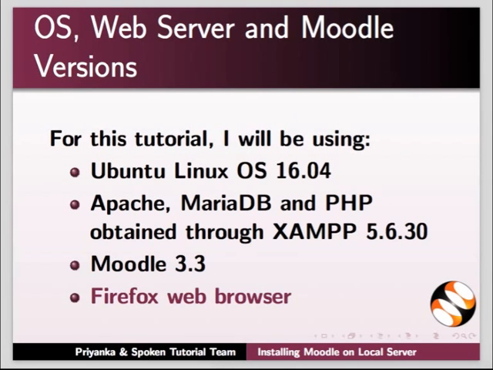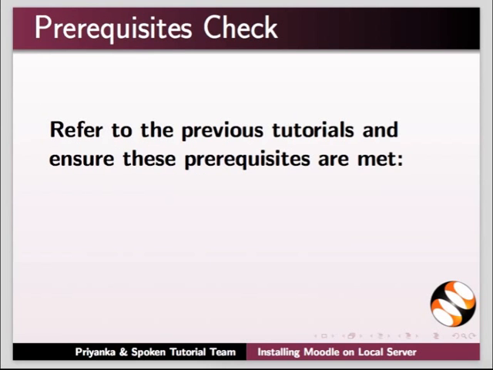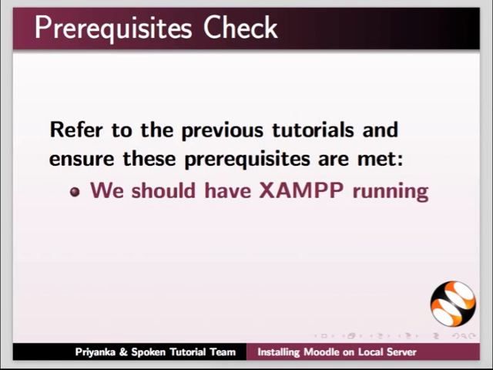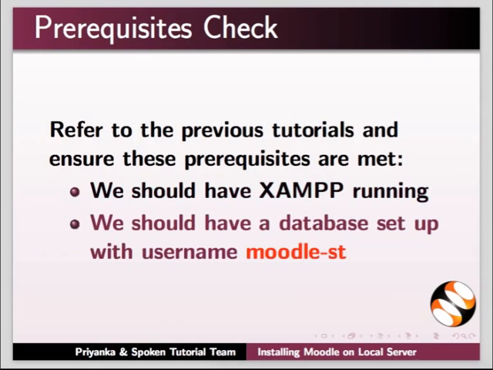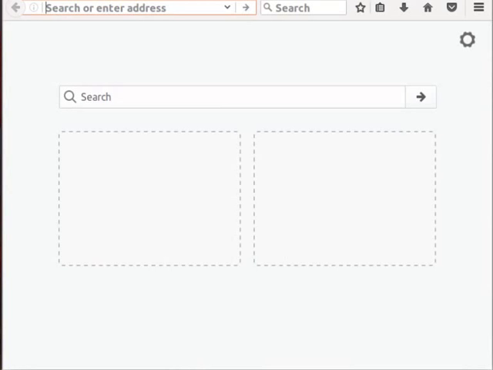Please ensure that you have internet connectivity before you begin. Also, refer to the previous tutorials in this series and ensure that the prerequisites are met and the database is set up properly. We should have XAMPP running and we should have a database set up with username Moodle-st. First, let me go to the web browser and launch XAMPP.